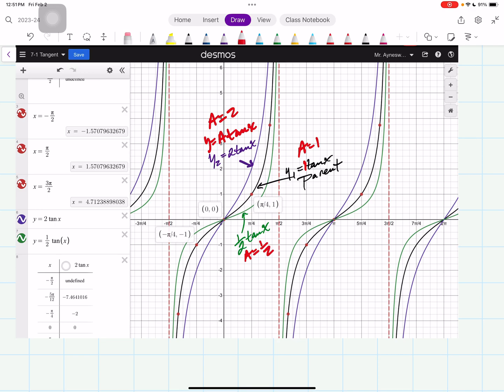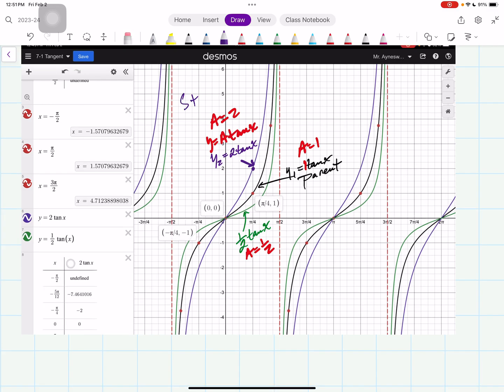So when a is 2, when a is bigger than 1, notice the y values change. They get twice as high. So pi fourths comma 1 is on the parent. Well, guess what? This point right here is pi fourths comma 2. The y value is double. So this one here has been stretched out vertically, because we doubled the y values.